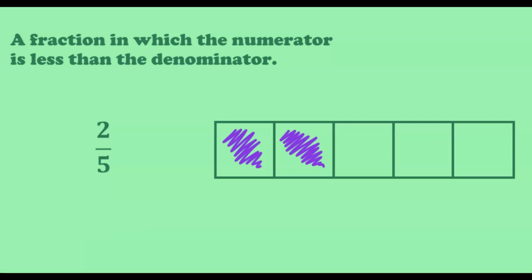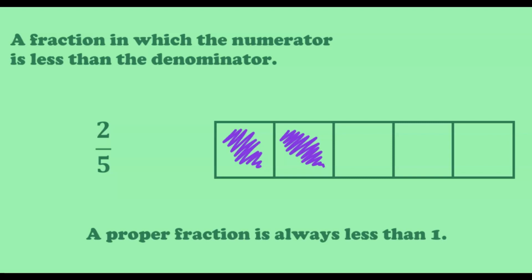Now note that the portion we have shaded is less than the whole rectangle. And this will always be the case for any proper fraction. That is, a proper fraction will always represent less than a whole. This is because since the numerator is less than the denominator, the number of parts we shade will always be less than the total number of parts that the entire rectangle is divided into. And because of that, a proper fraction is always less than 1.